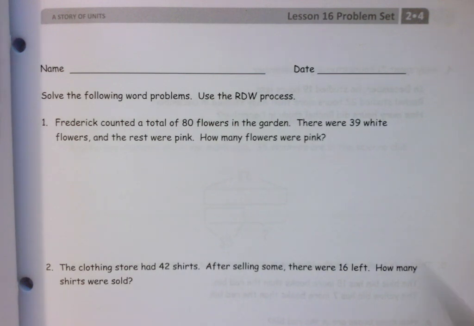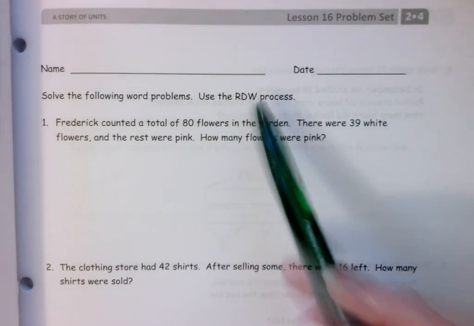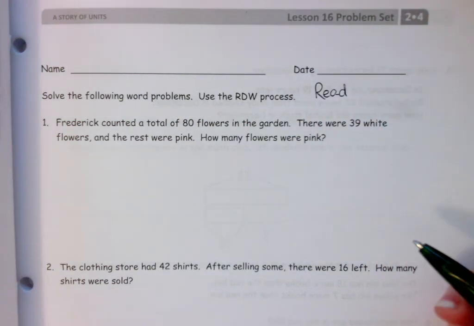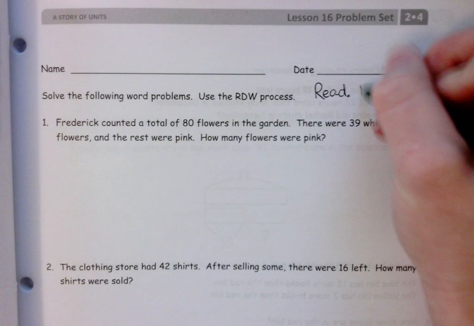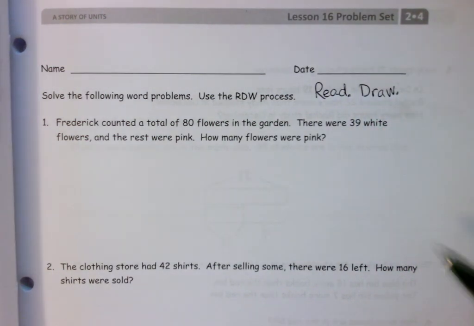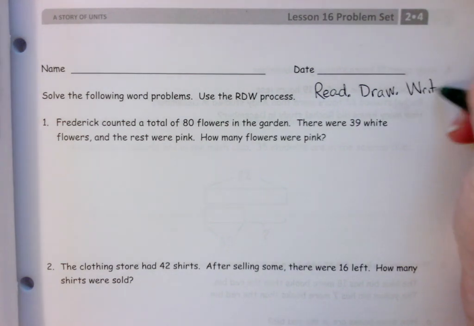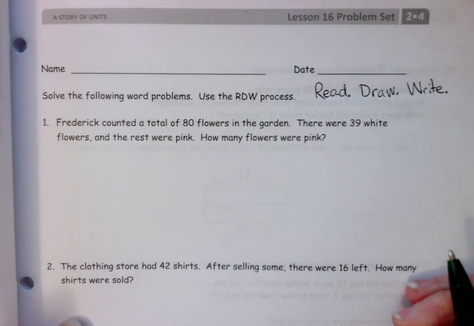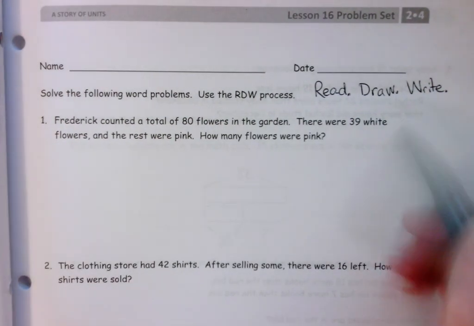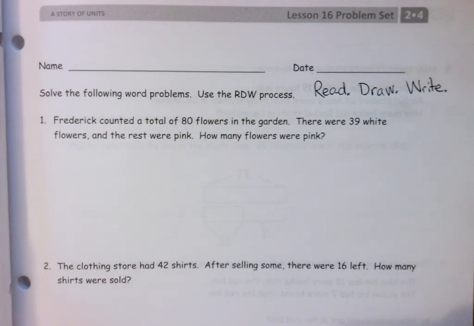If you recall the RDW process, it stands for read the problem, draw, create some representation of the situation in the story, and write. Write a number sentence or equation that shows the problem and solution, and write a statement to answer the question. In class, we worked on many different ways to draw a model of the problem.